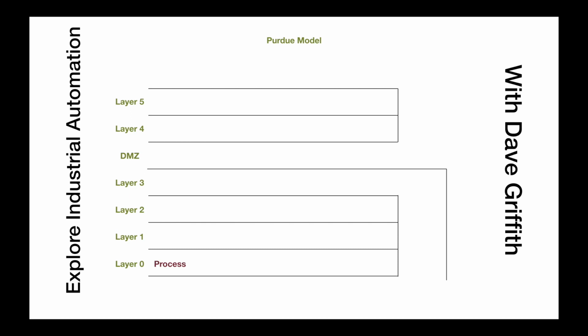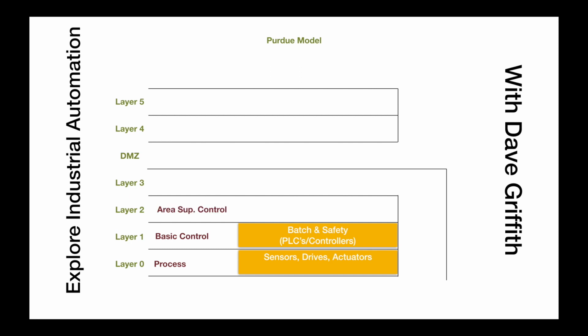So starting at layer 0, we have the process control. Those are going to be things like sensors, drives, and actuators. Layer 1 is going to be your basic control. Those are going to be your batch and safety, such as your PLCs and controllers, depending upon your architecture. And layer 2 is going to be your area supervisory control. That's going to be things like your SCADA and/or DCS. The first 3 layers are going to make up what we call the area or cell zone.